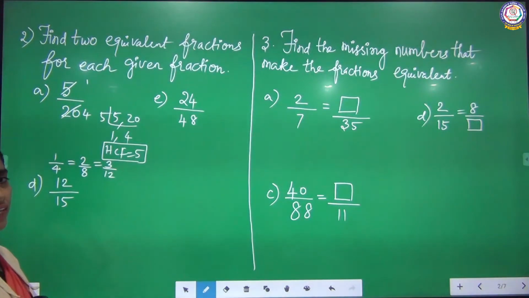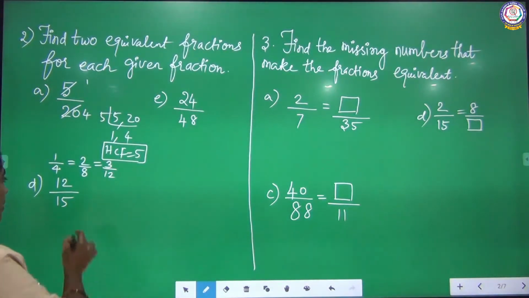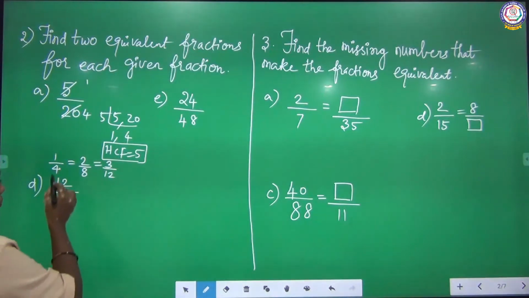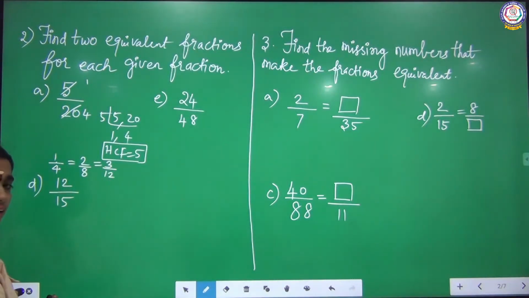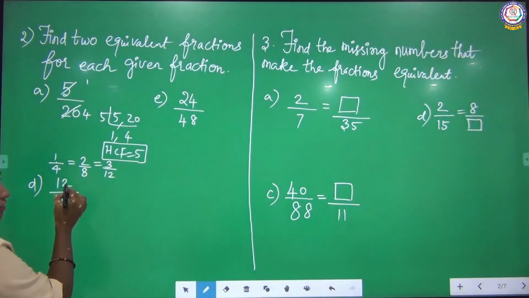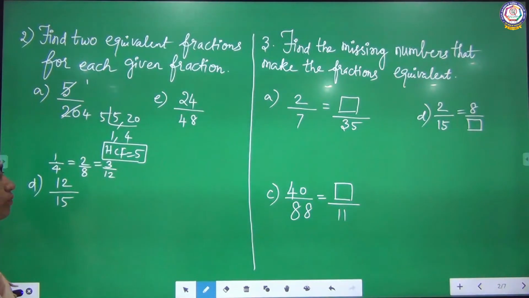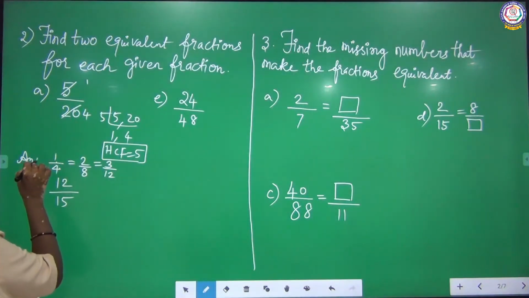Now I can find the equivalent fraction for this. 1 by 4 is there. So 1 ones are 1, 1 twos are 2, 1 threes are 3. Next, 4 ones are 4, 4 twos are 8, 4 threes are 12. So this is my answer.